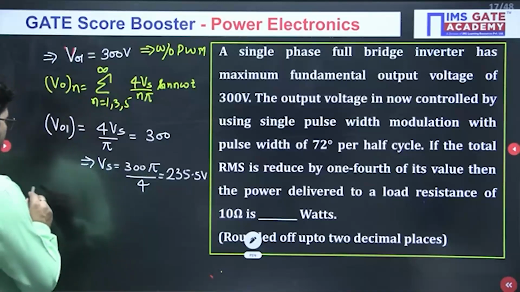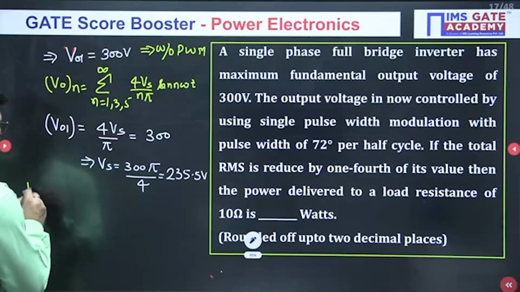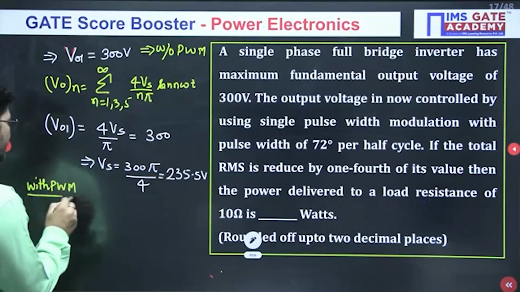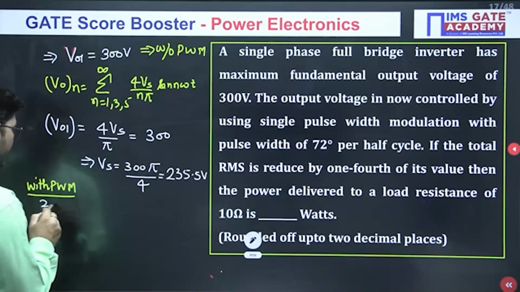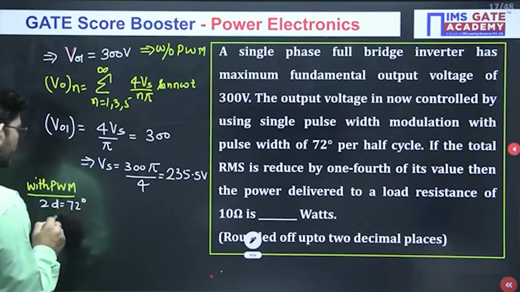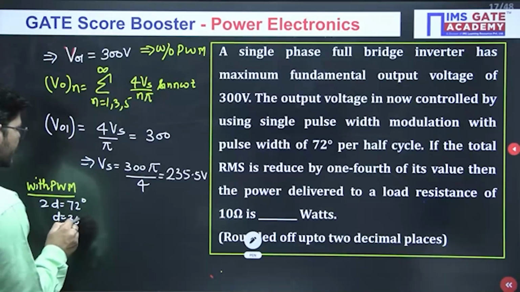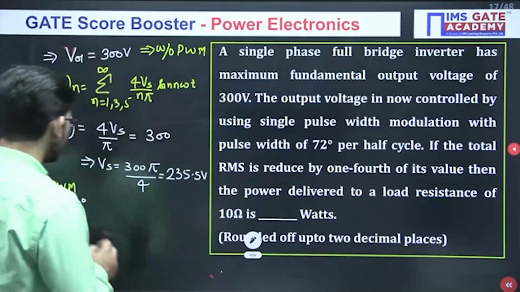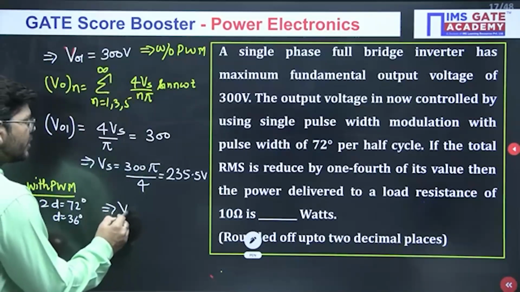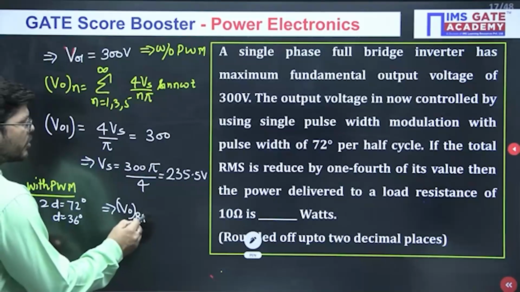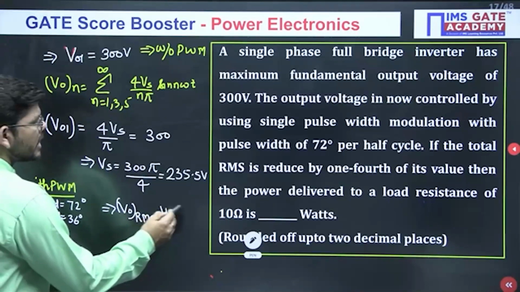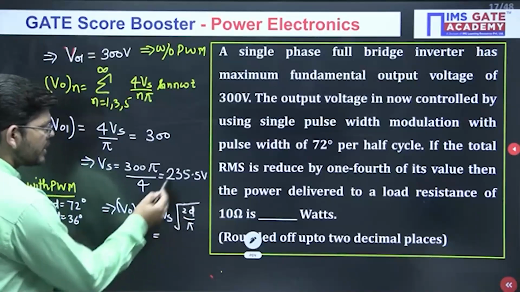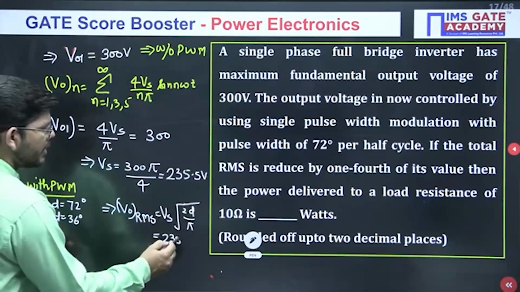Now just see, if we are using PWM, so with PWM, what is the pulse width? Pulse width is given 72 degree. So what will be the value of D? 36 degree. And at that time, we are talking about total RMS voltage. So what will be the total RMS voltage? Formula for total RMS voltage is Vs under root 2D over pi. So Vs, we have calculated 235.5.